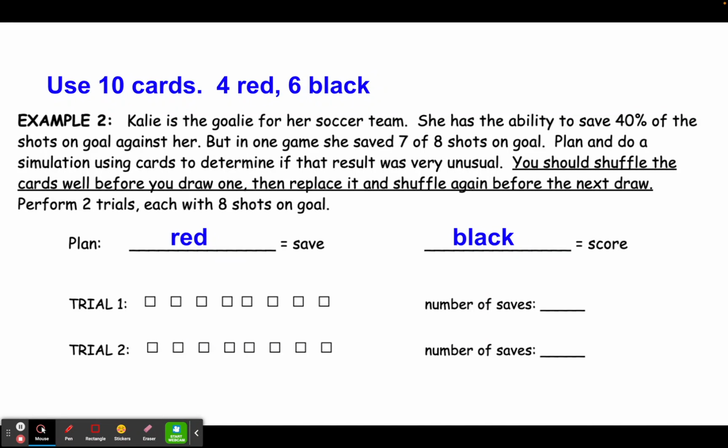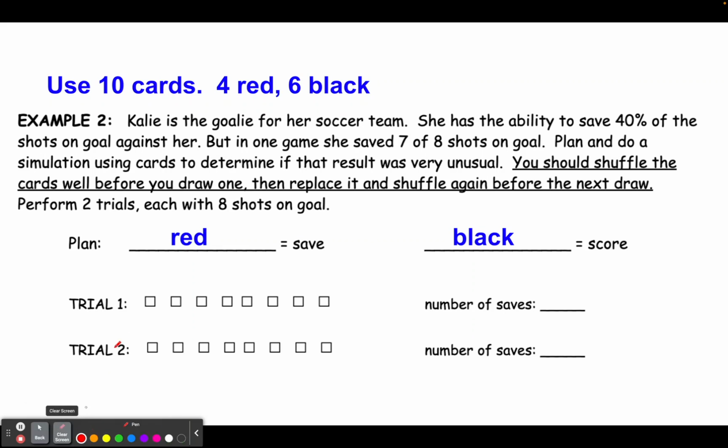So if you have cards at home, you can grab a deck of cards, pull out 4 red and 6 black, and shuffle them up really well. Now, again, remember, you have to replace the card before you draw. So for trial number 1, we're going to pull out 8 cards because there are 8 shots on goal.